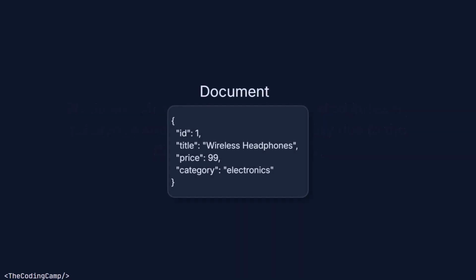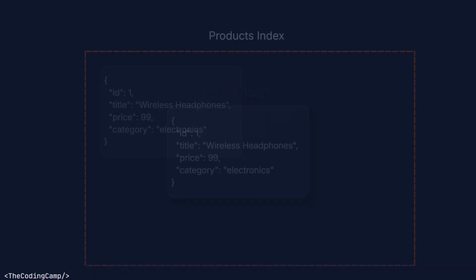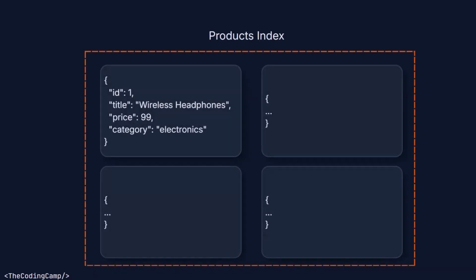A document is the basic unit of data in Elasticsearch. Documents are stored in JSON format. Think of it as a row in a SQL database, and each collection of documents is called an index. Think of it as a table in a SQL database.